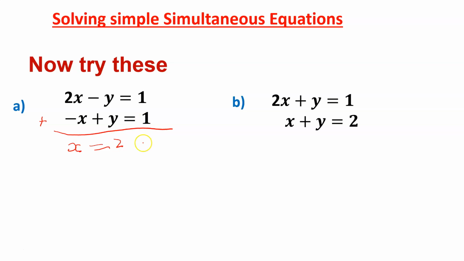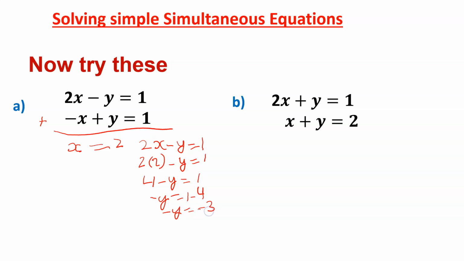Let us find our y now. Let's use the first equation, which says 2x minus y equals 1. X is 2, so let's substitute x with 2. Here I go 4 minus y equals 1. I go minus y equals 1 minus 4, and that gives me minus y equals minus 3. If minus y equals minus 3, that simply means y equals 3, times minus 1 both sides. What's the solution now? X is 2 and y is 3.